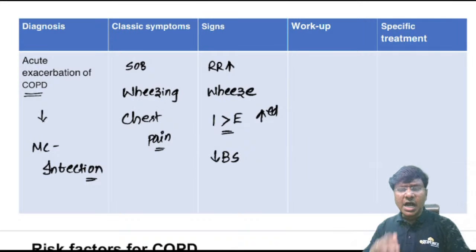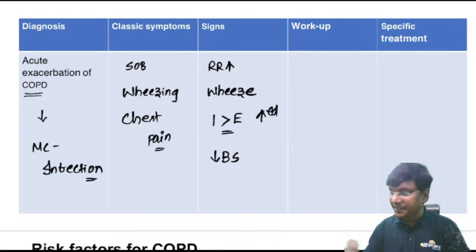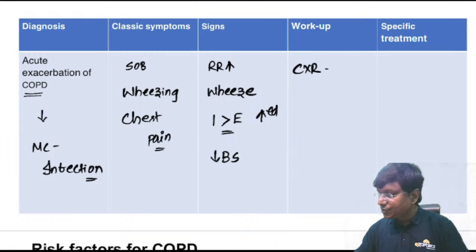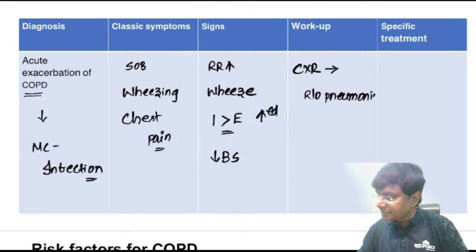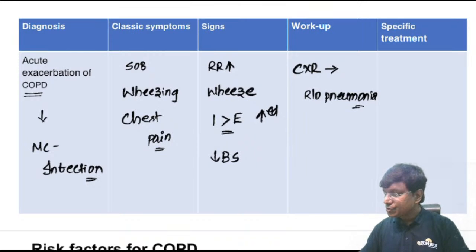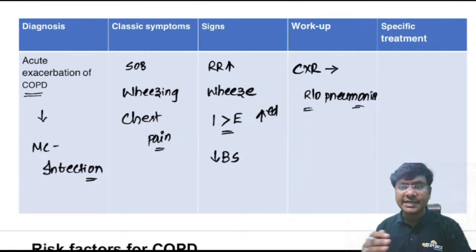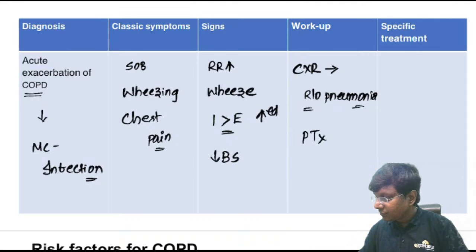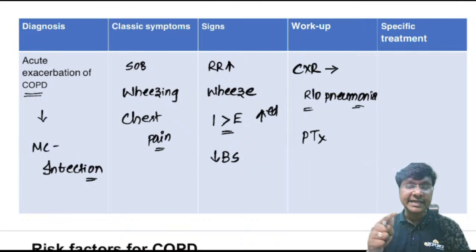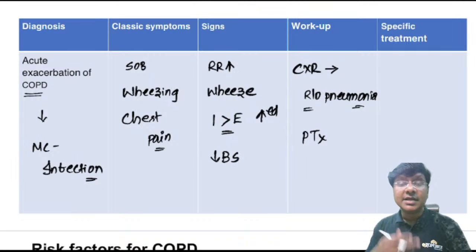And how do you do the workup of acute exacerbation of COPD? So you need to do a chest X-ray. What is it that you will rule out in the chest X-ray? You have to rule out pneumonia, because I have said that infection is one of the most common precipitating factors for acute exacerbation of COPD. So you have to rule out pneumonia, okay? Or you need to rule out any other pneumothorax. Why? Because we have paraseptal emphysema. These patients with paraseptal emphysema can develop spontaneous pneumothorax, due to which there can be sudden onset dyspnea in a patient with COPD.